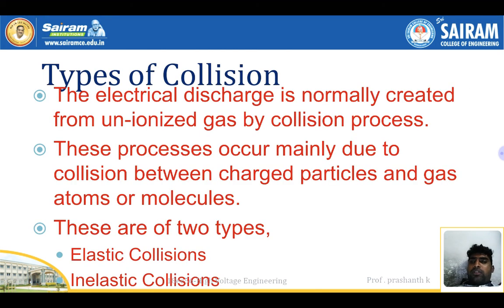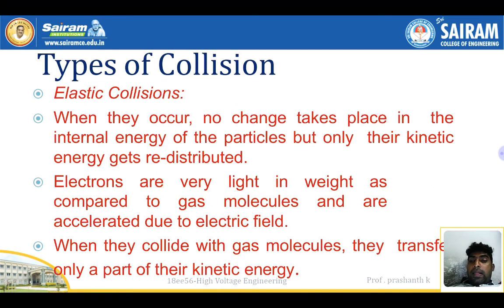Next is the collision process. Types of collision: the electrical discharge is normally created from unionized gas by a collision process. This process occurs mainly due to collision between charged particles and gas atoms or molecules. These are of two types: elastic collisions and inelastic collisions. In an elastic collision, no change takes place in the internal energy of the particles, but only their kinetic energy gets redistributed.